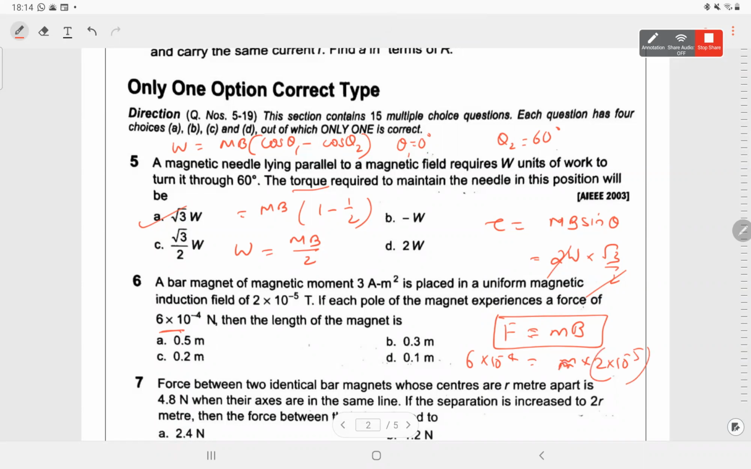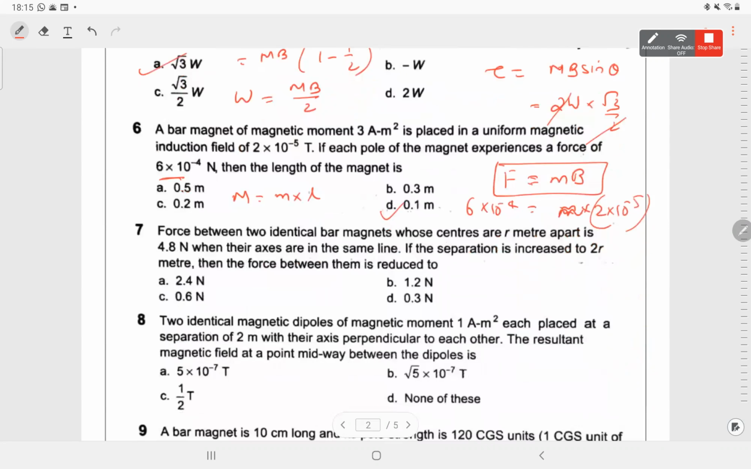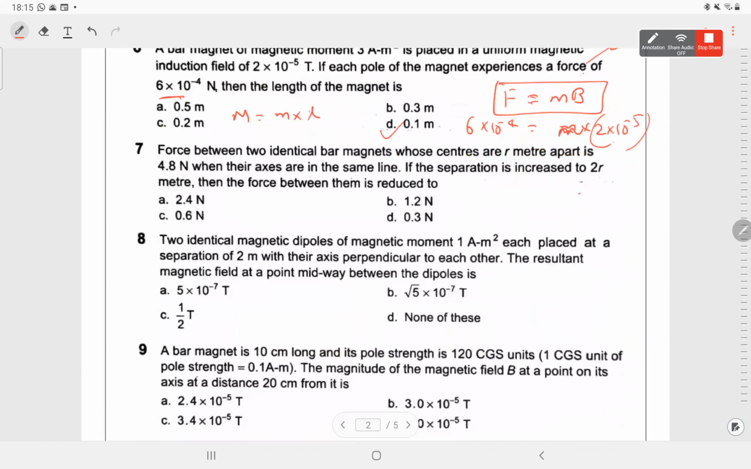From here we first calculate the pole strength, and then the magnetic moment is pole strength into length of the magnet. Right? Magnetic moment is pole strength into length of the magnet. So we can calculate the length. It will come out to be option D. You can do this on your own later. These are all questions related to the board exam also.